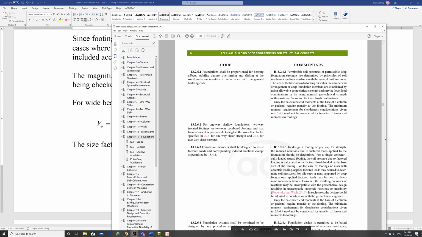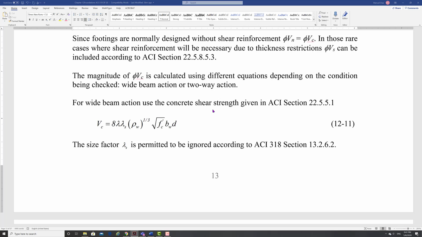All right. So for one-way shallow foundations, or two-way isolated footings, or two-way combined footings and mat foundations, it is permissible to neglect the size effect factor. Okay, so we can do that. For one-way shear and for two-way shear, we can neglect it. And we're going to take advantage of that because, again, if you don't use it, you will have lots of problems with shear. All right, so take advantage of it.